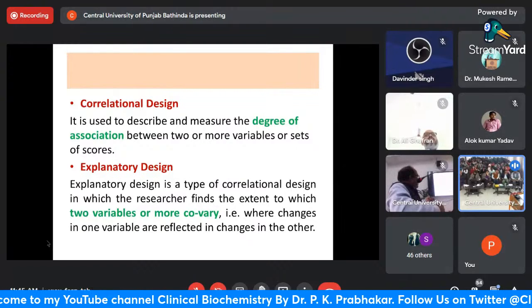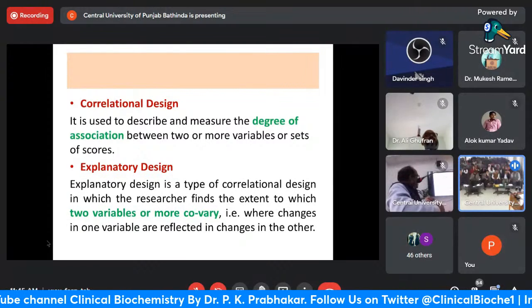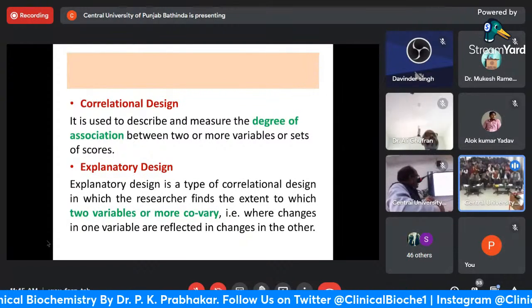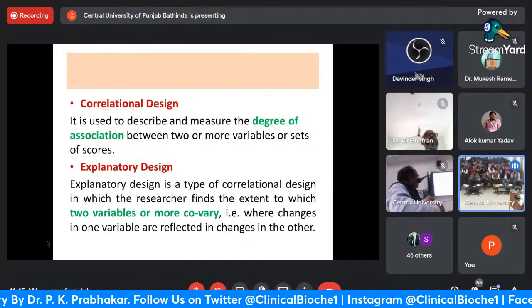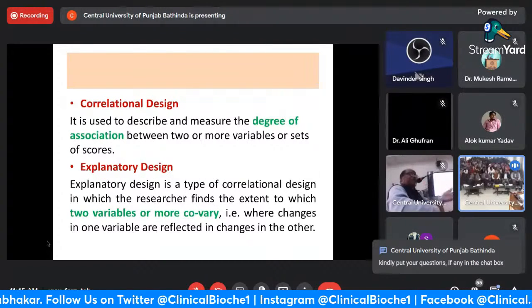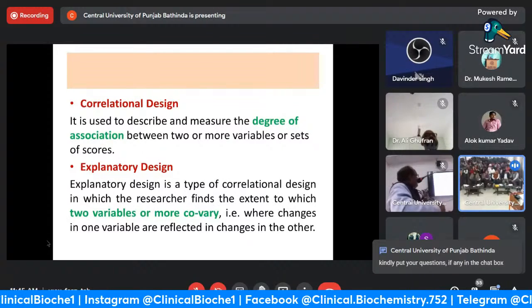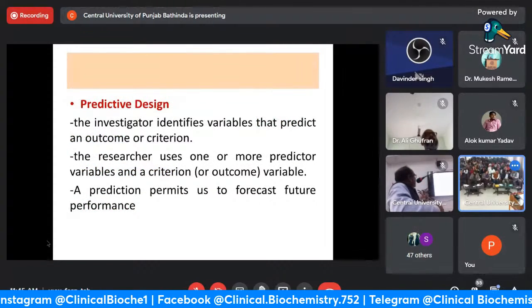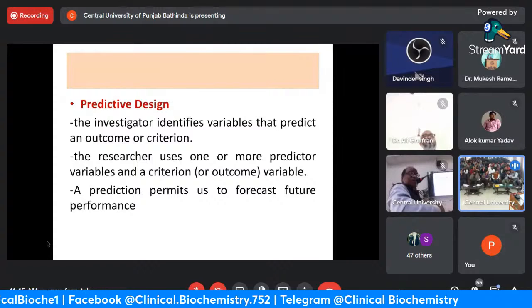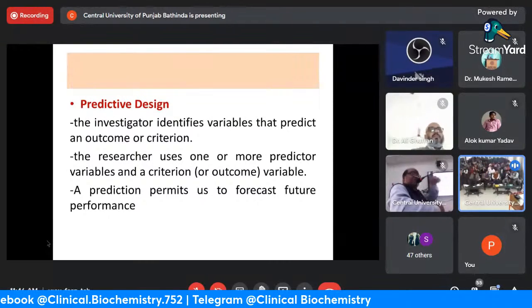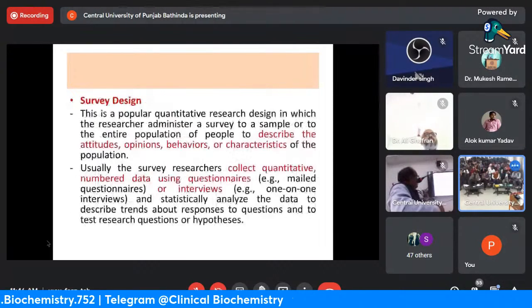Explanatory designs are also there in research, where two variables, whether they vary together or not, whether one is responsible, and to what extent its impact, can be found. And predictive designs are also there, how one variable is predicting the future success or failure.